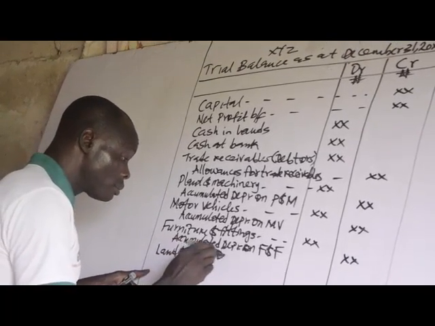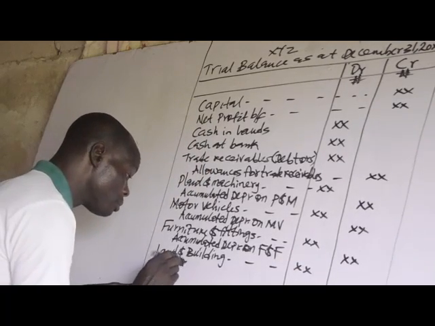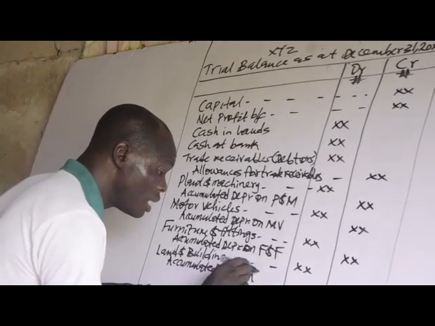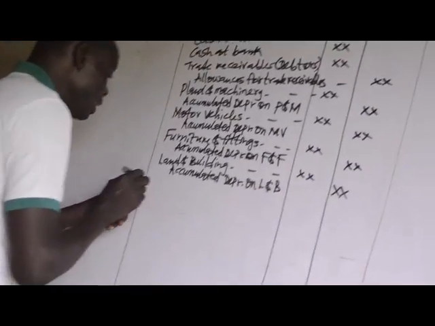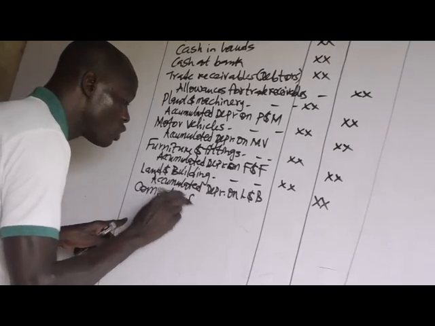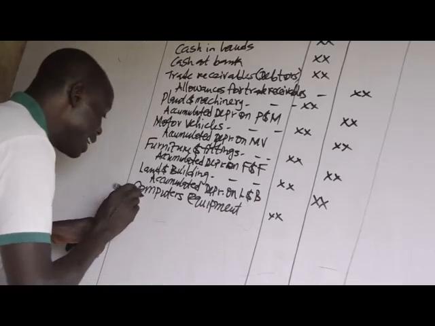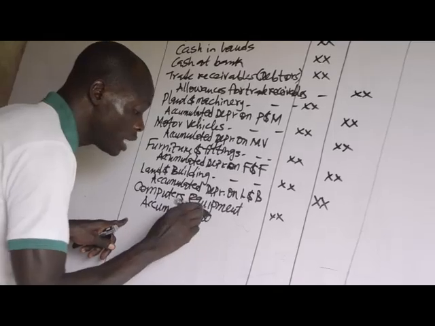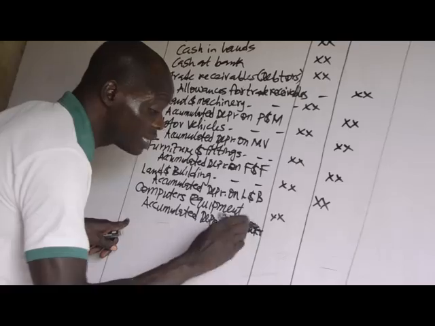Land and building, an asset, will take a debit entry. Accumulated depreciation on land and building will take a credit entry. Then, computer equipment is an asset. Accumulated depreciation on computer equipment will take a credit entry.